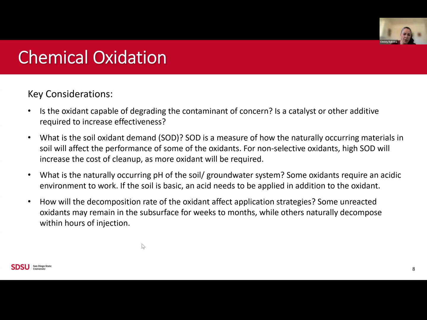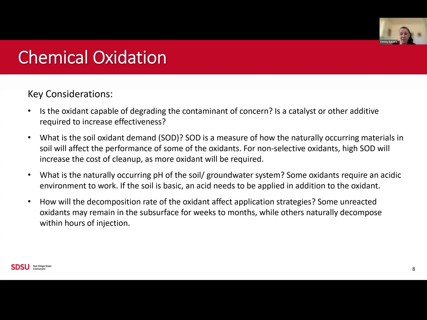And then we also want to think about the decomposition rate, because in some cases, if it's a very slow oxidizing process, these oxidants might remain there for a long time. Others, like ozone, are very quick. They go in, they decompose, and then they're gone. But if we put in a chemical that's going to remain for quite some time, how will that affect our soils, our environment, and other things around there?